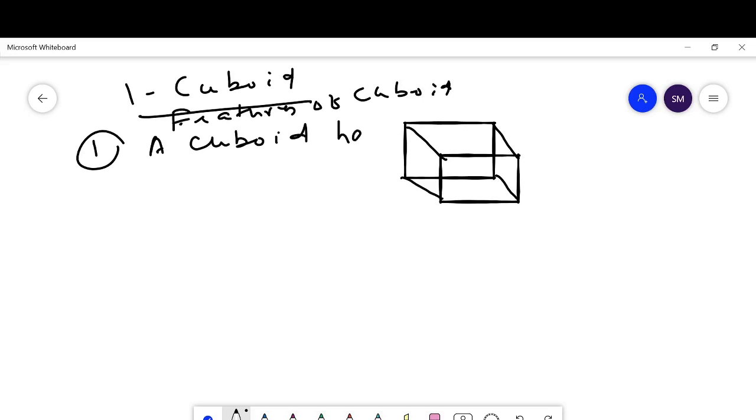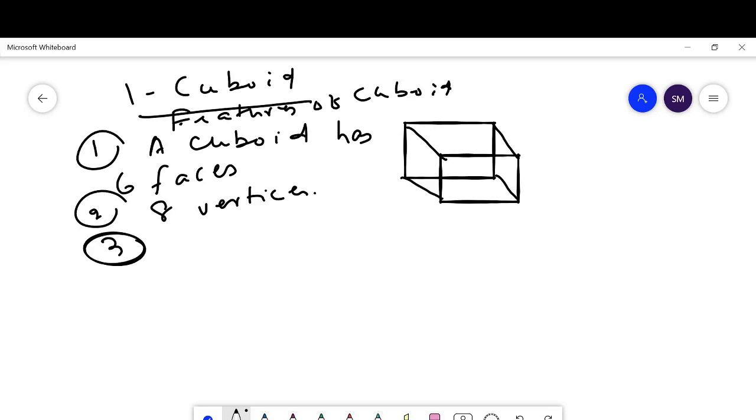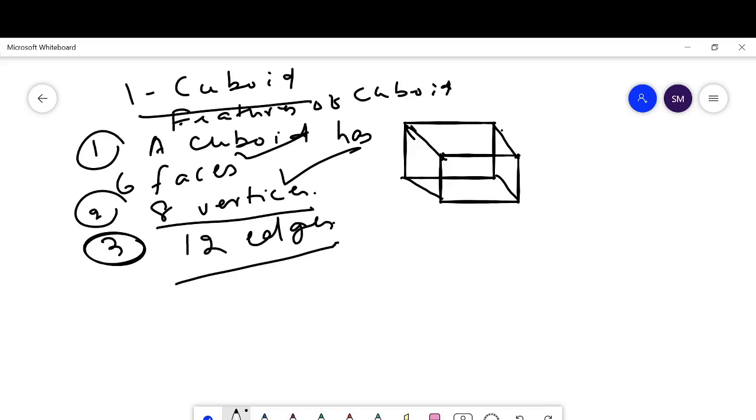A cuboid has six faces. Second, how many vertices are there? 8 vertices. And how many edges are there? 12 edges. 8 vertices, 6 faces and 12 edges. Vertices are the corner points. Here, how many edges? 12 edges, 8 vertices and 6 faces.